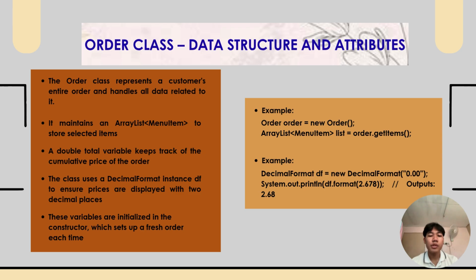The class uses a DecimalFormat, df, to ensure prices are displayed with two decimal places. These variables are initialized in the constructor, which sets up a fresh order each time.